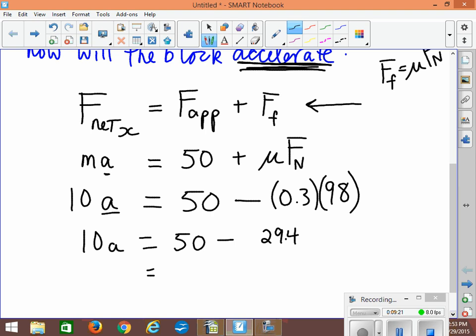Well, we can do that pretty easily. If you subtract 29 from 50, you would end up with 21, right? So 29.4 should end up with 21.6.